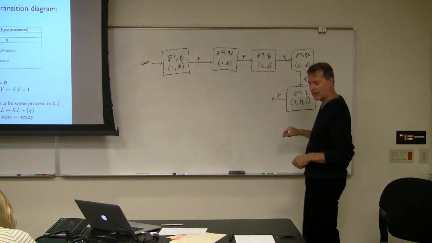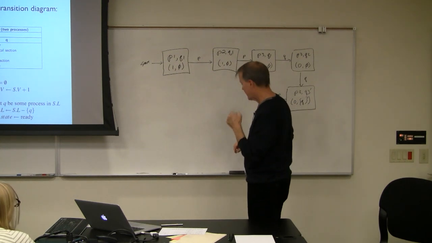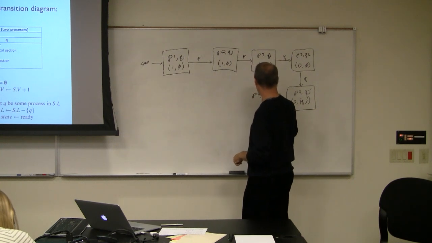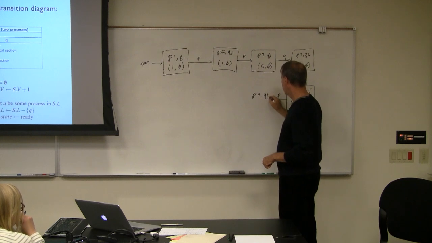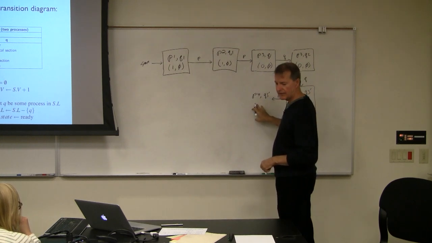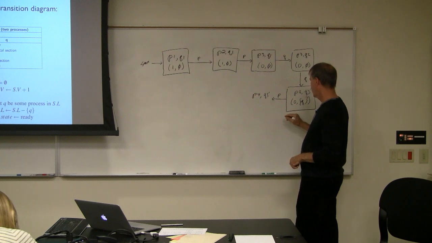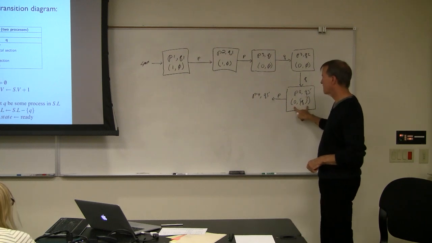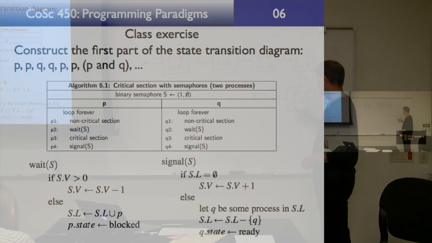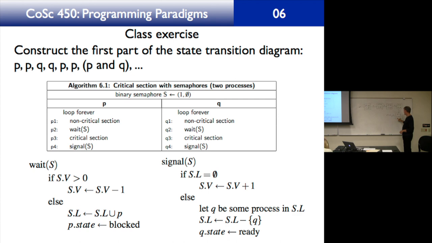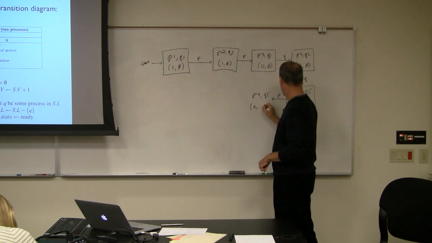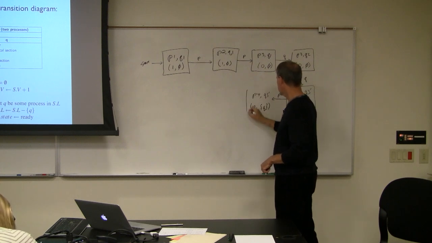Now what happens to this state? What happens here? So this is P4, and still Q3 prime. And what's here? What about the state of the semaphore? Yes, because P3 executed. What is P3? That's just a critical section. That doesn't change the semaphore, right? So what's the state of the semaphore? Zero, and Q is still blocked in it.